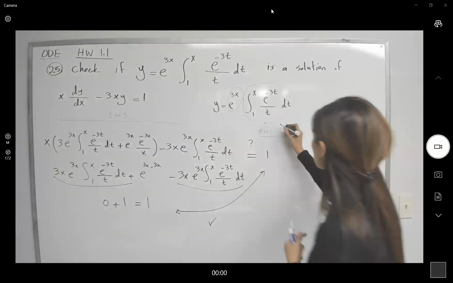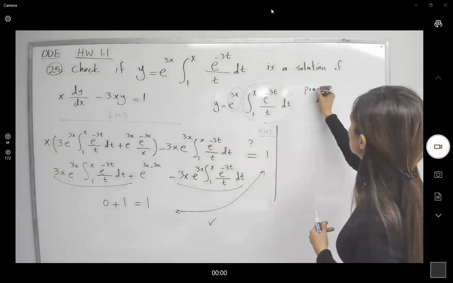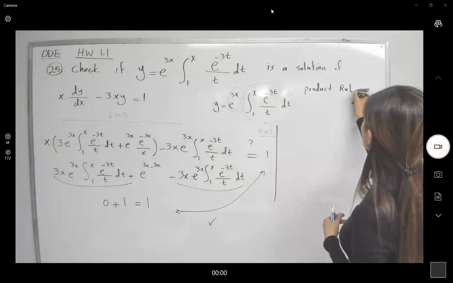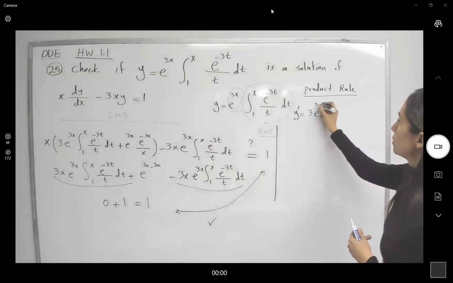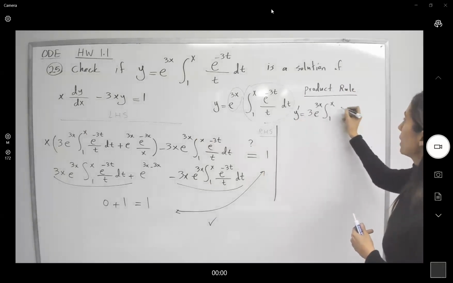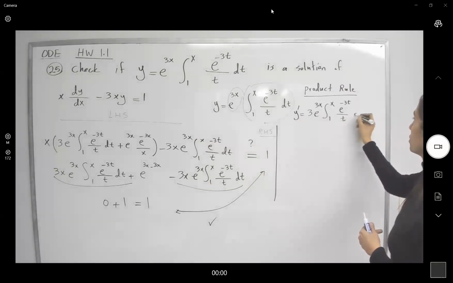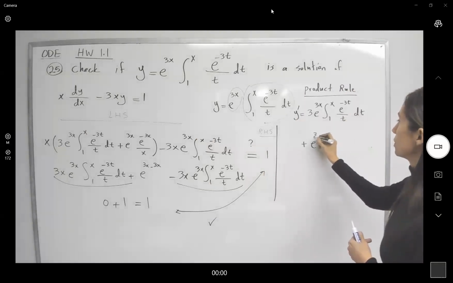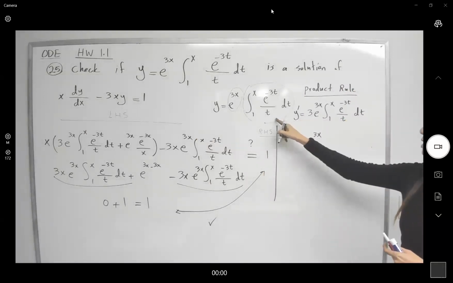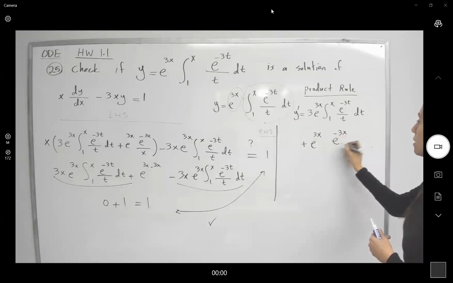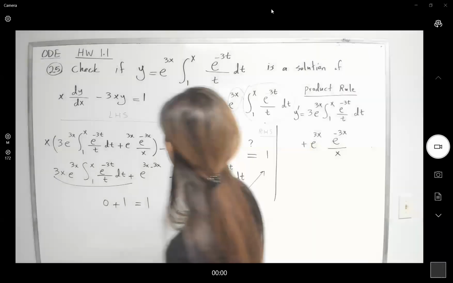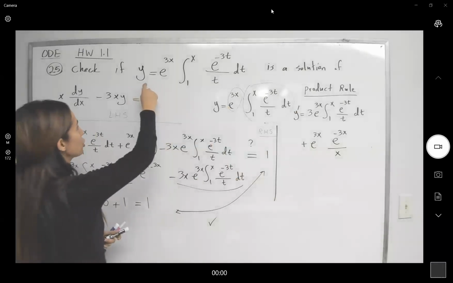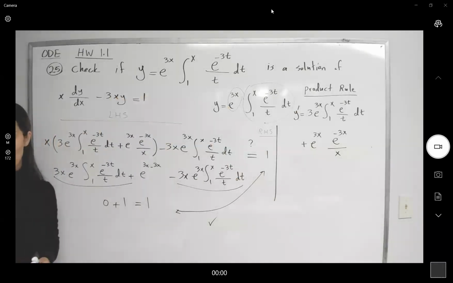So let me rewrite this. Here for you, product rule. y prime is 3 e to 3x integral from 1 to x of e to negative 3t divided by t dt, plus e to 3x times the derivative of the integral, which is e to negative 3x divided by x in this case. So we just verified that this crazy looking function is a solution of this differential equation.